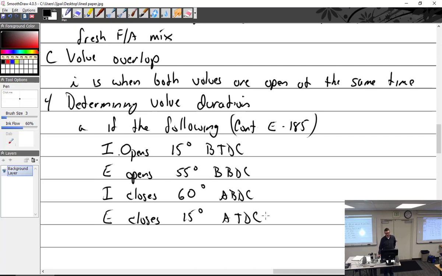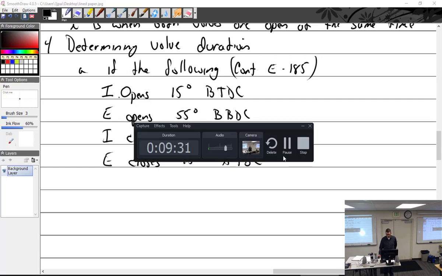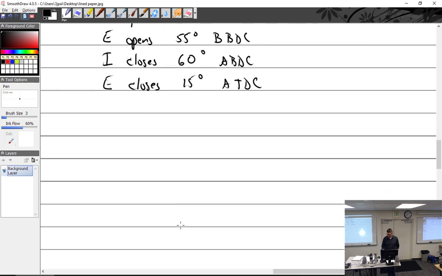All right, see if you can figure that one out. I shall play some Jeopardy music. I shall pause. All right, running. Okay. Well, the simple way I think to do it is just what I showed you. We have intake, compression, power, exhaust.